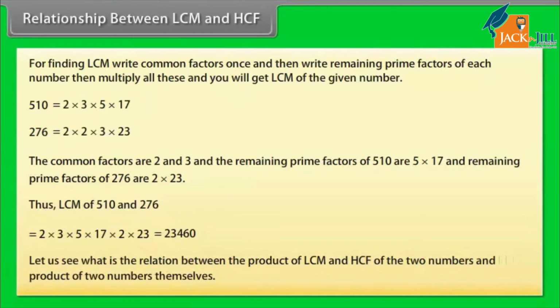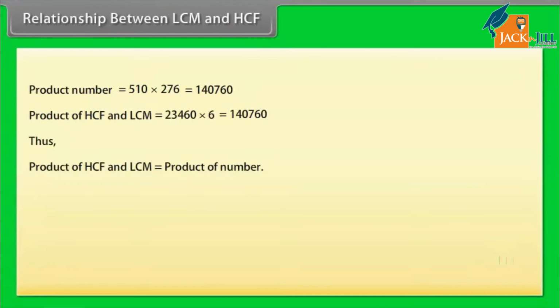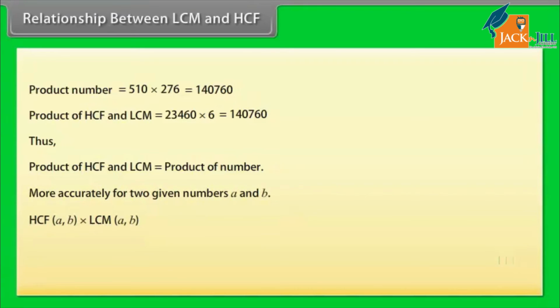23,460. Let us see what is the relation between the product of the LCM and HCF of two numbers and the product of the two numbers themselves. From the above example, the product of the numbers is 510 into 276, which equals 1,40,760. The product of HCF and LCM is equal to 23,460 into 6, which is 1,40,760. Thus, the product of HCF and LCM is equal to the product of the numbers. More accurately, for two given numbers a and b, HCF(a, b) into LCM(a, b) is equal to a into b.